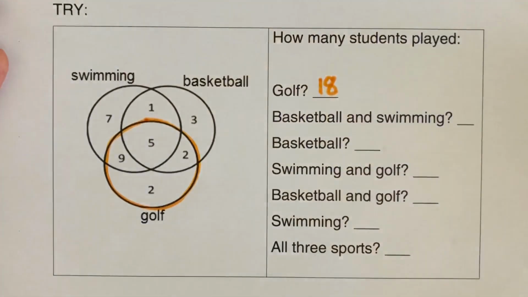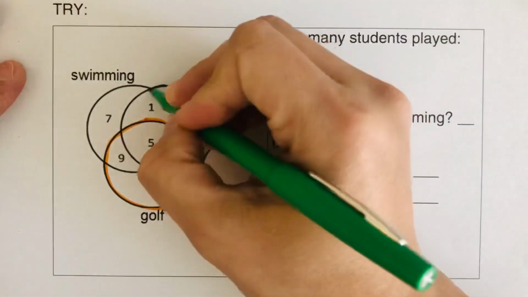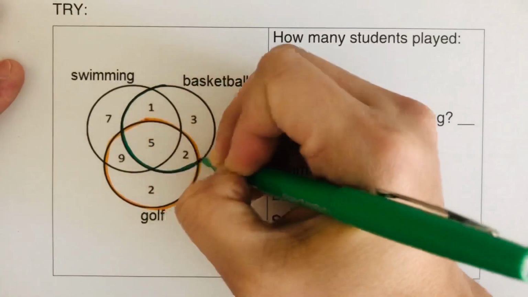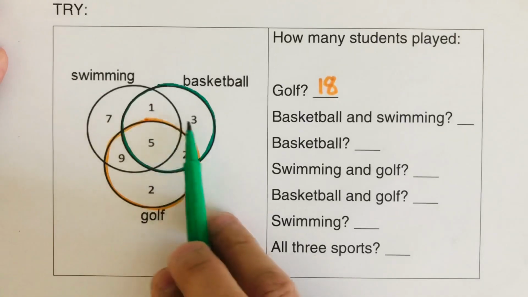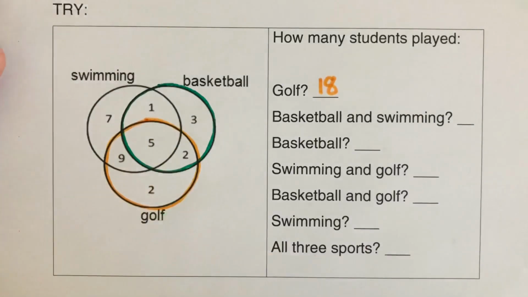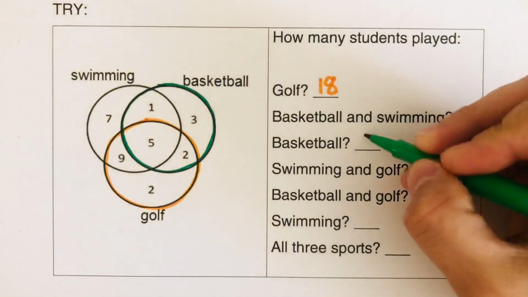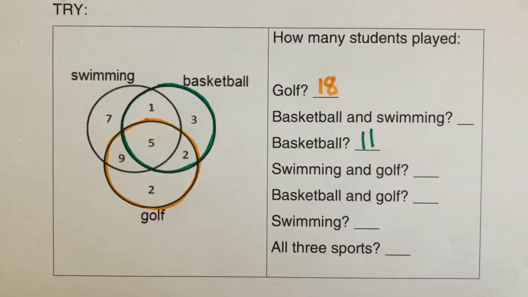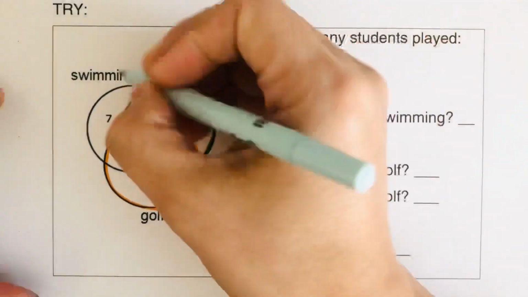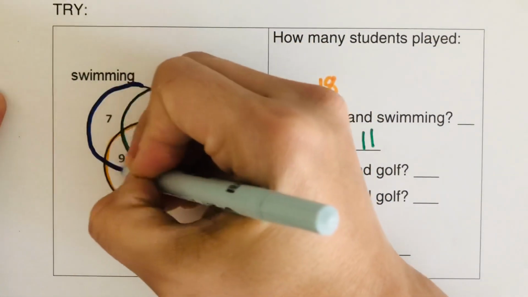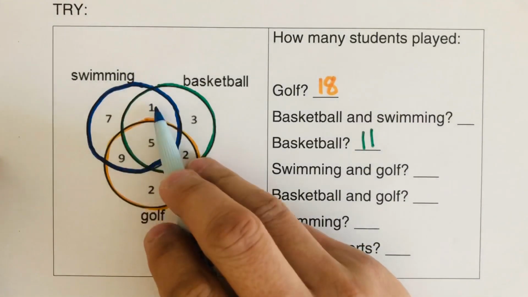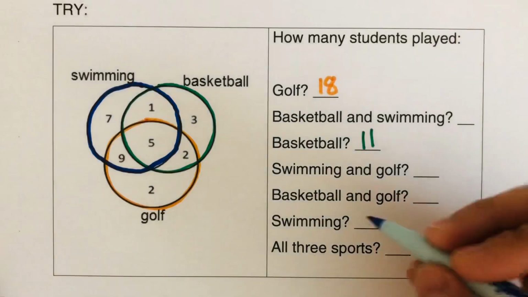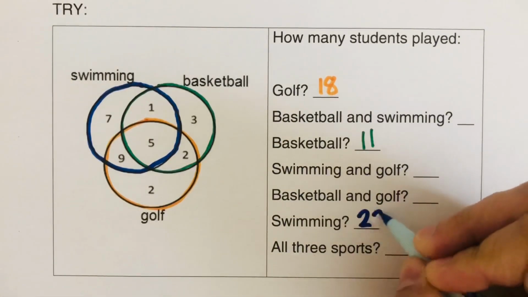And then we move on to basketball. So it's going to be this circle right here. So the numbers that we're adding would be 1 plus 3 plus 5 plus 2 is 11. So that's 11 right there. And then the next one is swimming. So this is the circle that we're going to be looking at, the blue one. So that would be 7 plus 9 plus 1 plus 5 is 22. So that is 22 right there.